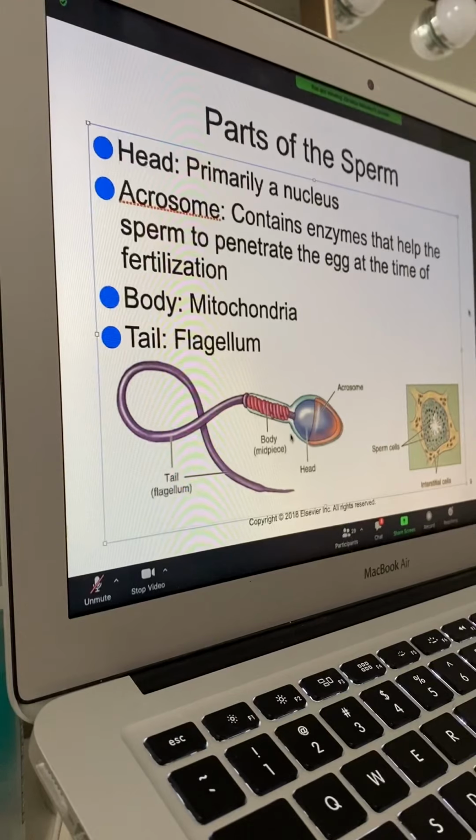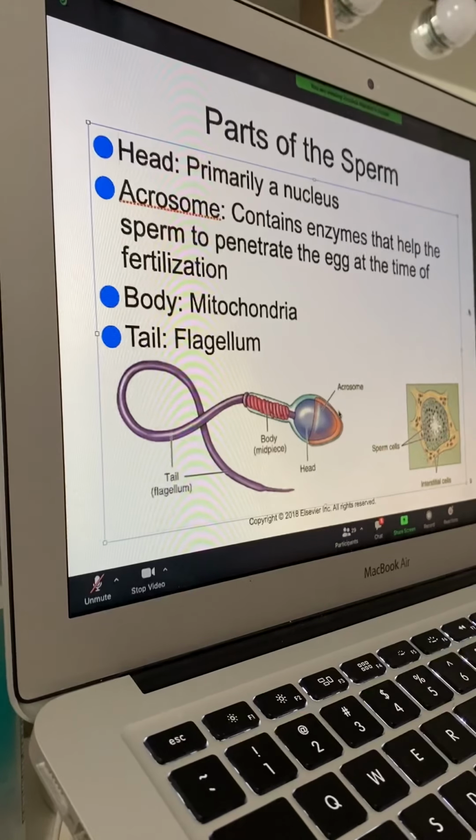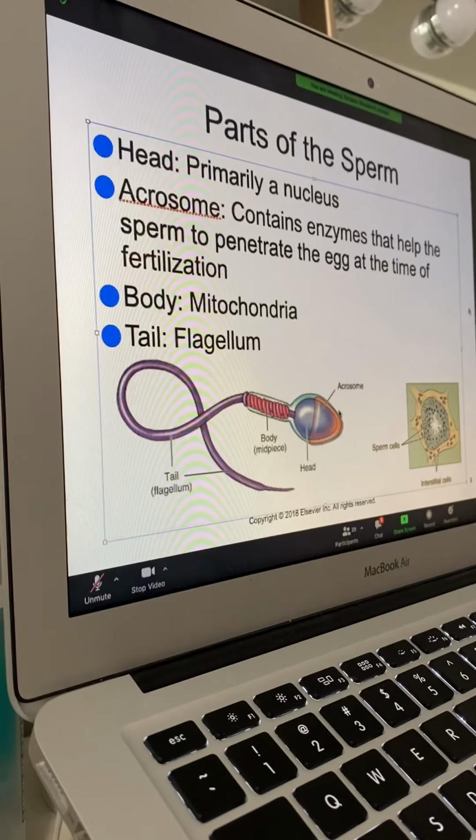And when it is delivered to the female reproductive organ or tract, the lifespan of the sperm is 1 to 3 days. From 1 to 3 days, 24 to 72 hours. That is the lifespan of the sperm in the female reproductive tract.